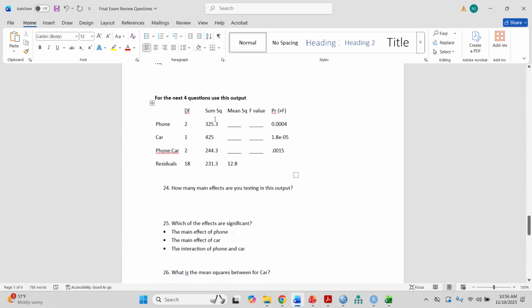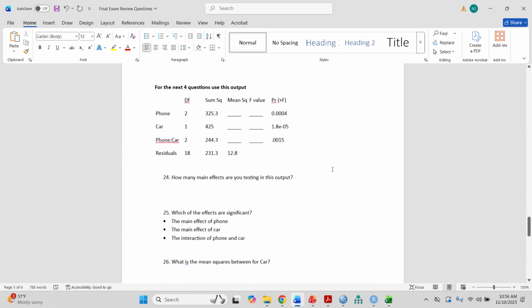Let's go. Okay. For the next 4 questions, use this output. All right. How many main effects are you testing in this output? So if you aren't familiar with this, what this looks like is the main effect of phone on some dependent variable. We're not told what the dependent variable is. The main effect of car on some dependent variable, and the interaction between phone and car on the dependent variable. So that looks like what? A factorial ANOVA, right?